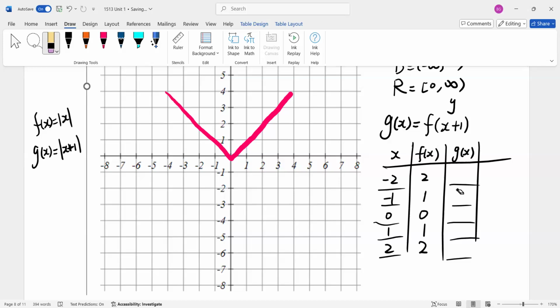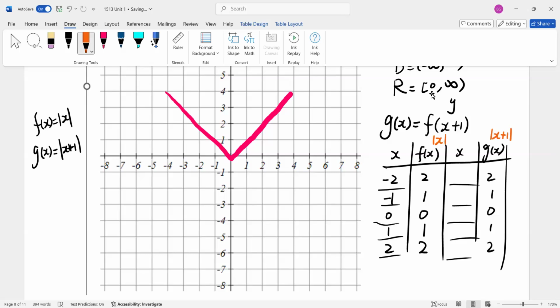See what happened to those points. I'm gonna add one more column. Here's x, here's g of x, right? So 2, 1, 0, 1, 2. Again, f of x is absolute value of x. g of x is absolute value of x plus 1.